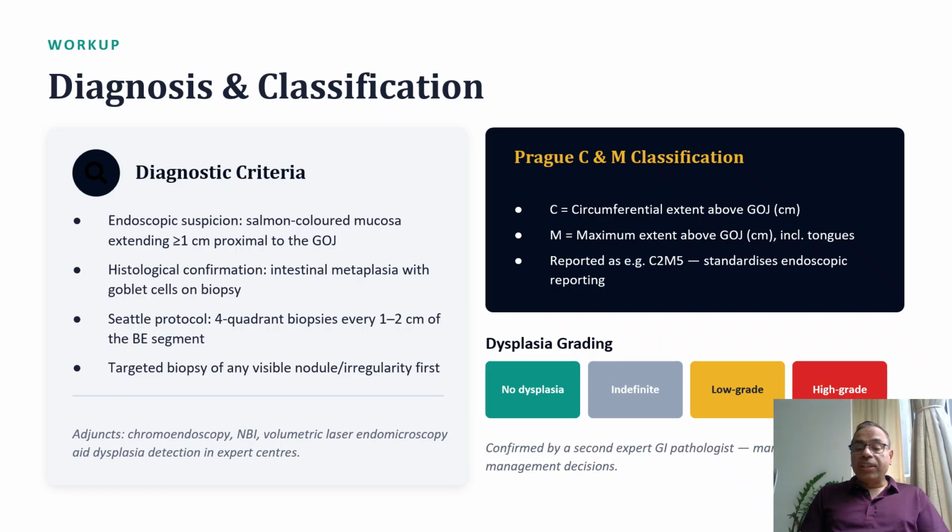Now, coming to the dysplasia grading, we have already seen. First, there would be no dysplasia. Then we have an indefinite type of dysplasia, which is more of a gray zone. Then we have low grade dysplasia, and ultimately high grade dysplasia, which is at risk of developing esophageal adenocarcinoma.